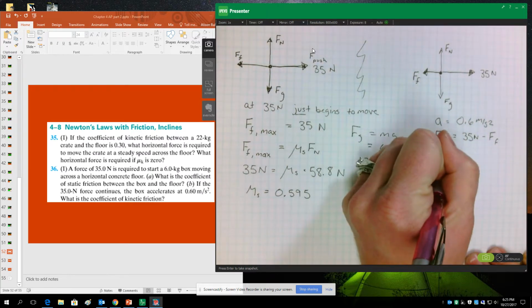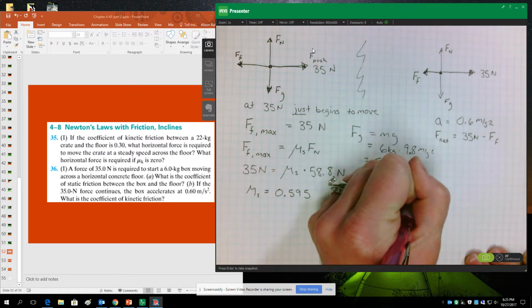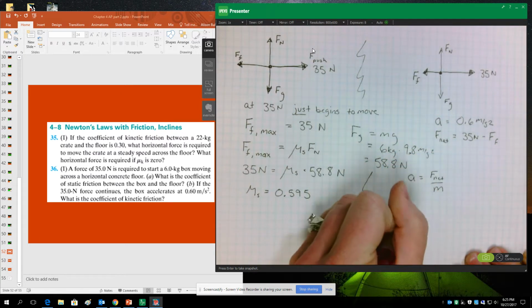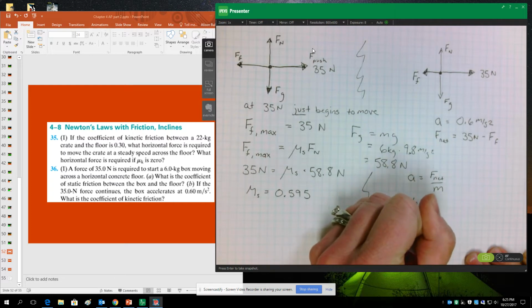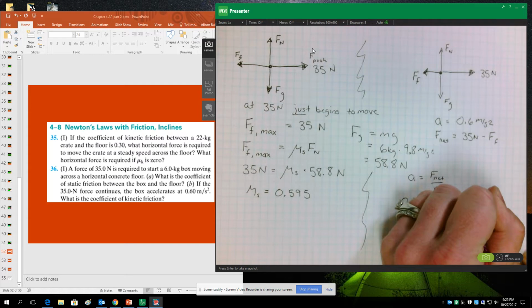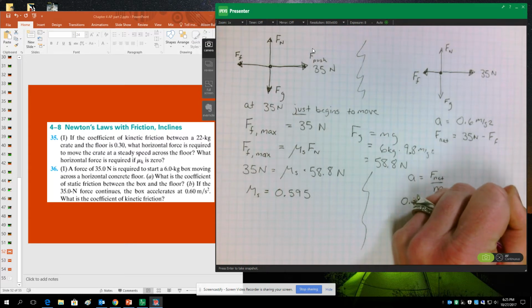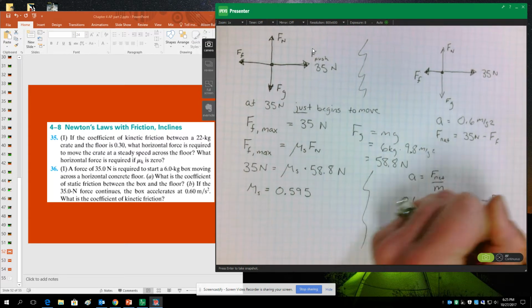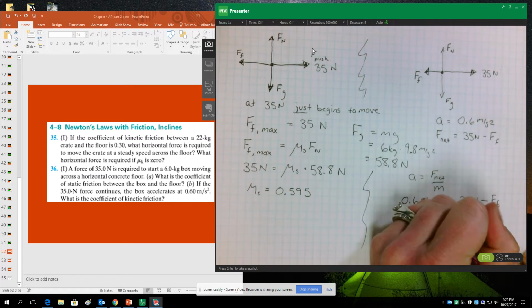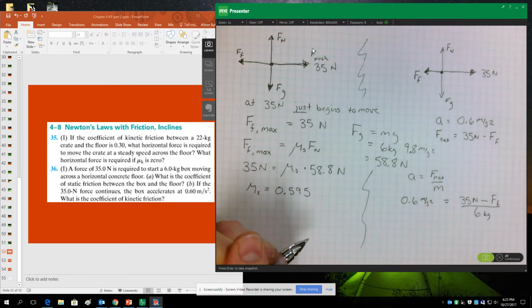So we apply Newton's second law. Acceleration is equal to net force divided by mass. So 0.6 meters per second squared is equal to 35 newtons positive to the right minus the force of kinetic friction to the left, divided by the mass of the block, which I've forgotten, it's 6 kilograms. And now I can solve for the force of kinetic friction.